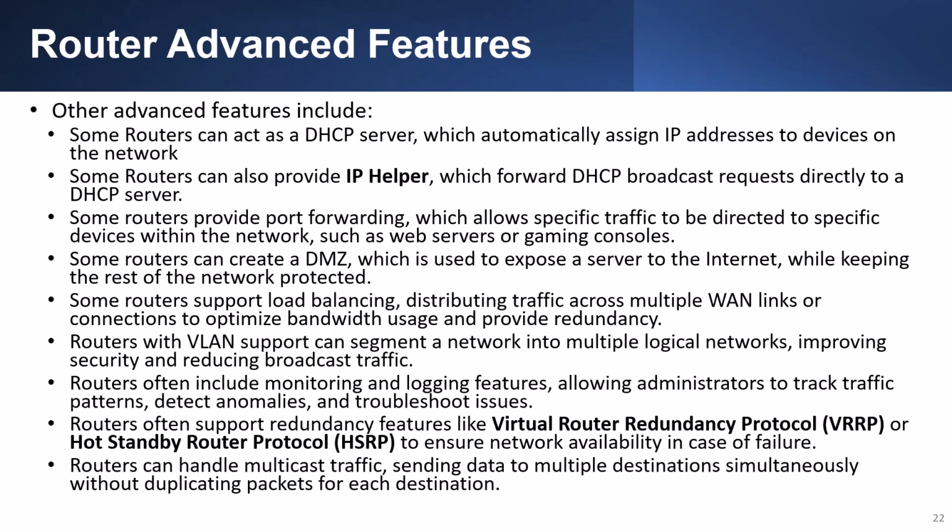Some routers support load balancing, distributing traffic across multiple WAN links or connections to optimize bandwidth usage and provide redundancy. Routers with VLAN support can segment a network into multiple logical networks, improving security and reducing broadcast traffic. Routers often include monitoring and logging features, allowing administrators to track traffic patterns, detect anomalies, and troubleshoot issues.